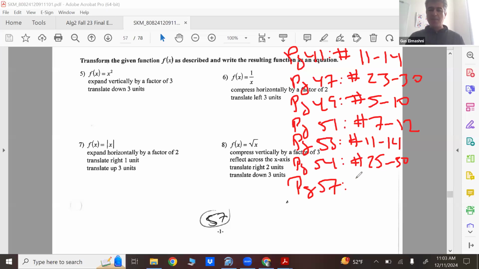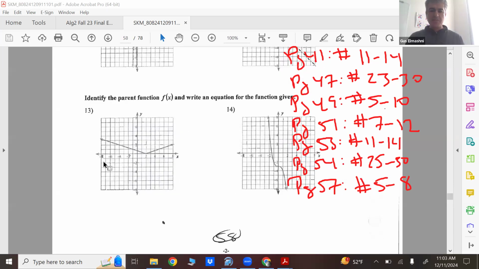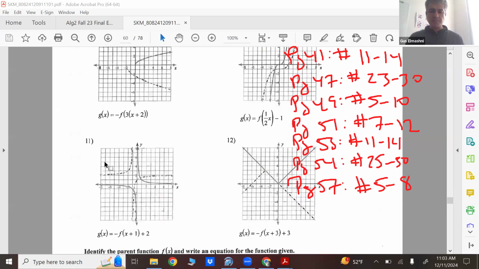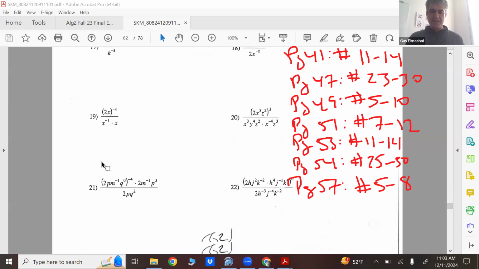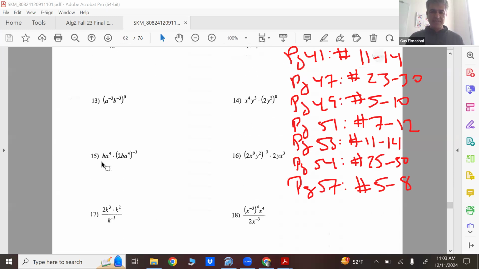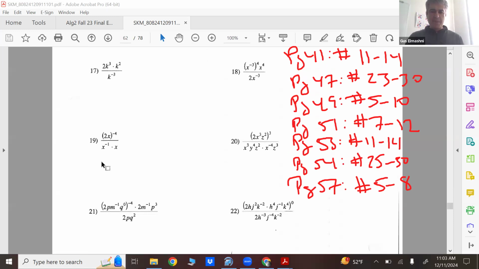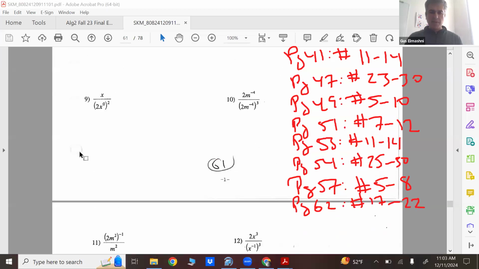Page 57, number 5 through 8. You're just saying, turn to page 57. I know it's kind of crazy. Yeah. Oh, yeah, this is good. Page 62, 17 to 22. Yeah, those are probably a good challenge.